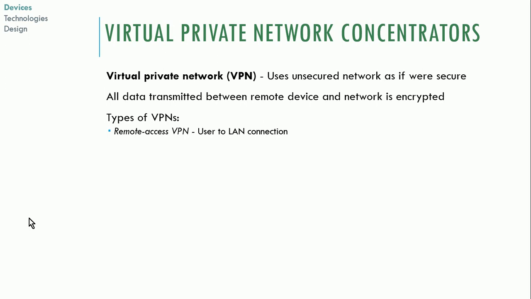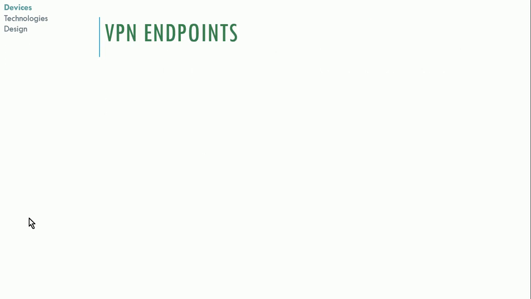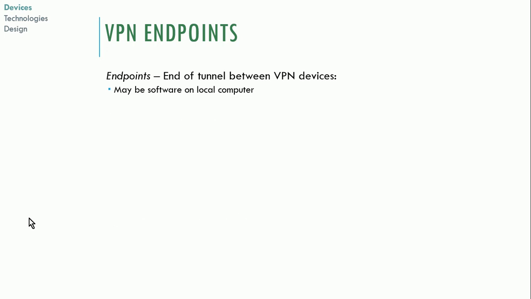There are two basic types of VPNs that your book talks about. There's remote access and site-to-site. Usually remote access VPN is software to connect a VPN from a remote site, and site-to-site is when we're using hardware VPNs to connect two endpoints. And what is an endpoint? So VPN endpoints are each end of a tunnel for a VPN. They could be software that's on a computer, and they could be a concentrator, which is a hardware device.